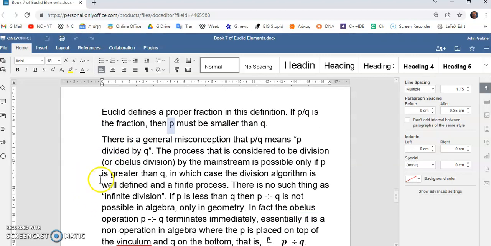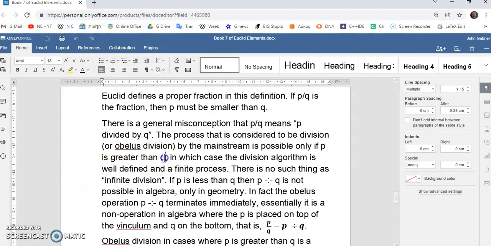So there is a general misconception that P over Q means P divided by Q. It doesn't. P over Q is just a name. The process that is considered to be division or obelus division, you know, that little vinculum with the 2 dots, one on the top and bottom, by the mainstream is possible only if P is greater than Q. So in algebra, you cannot divide a smaller number by a bigger number.